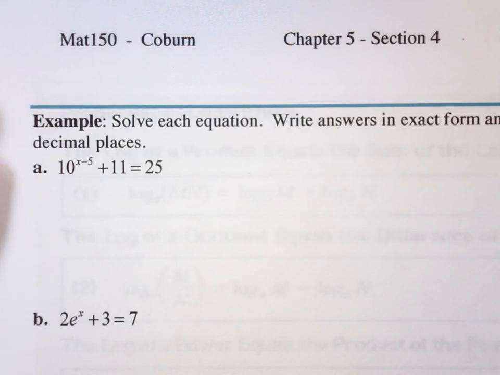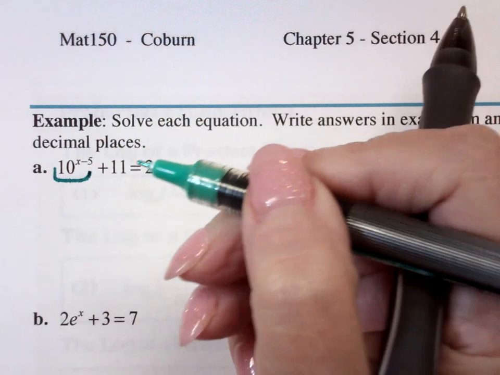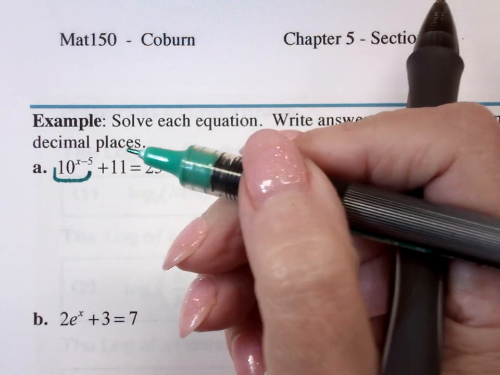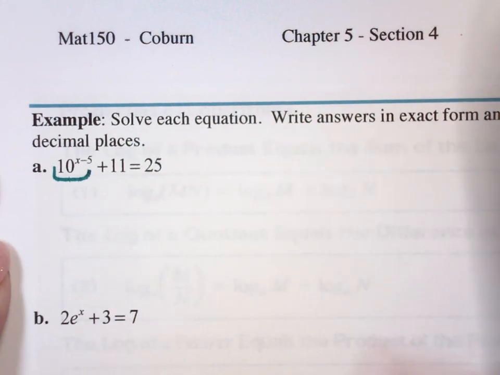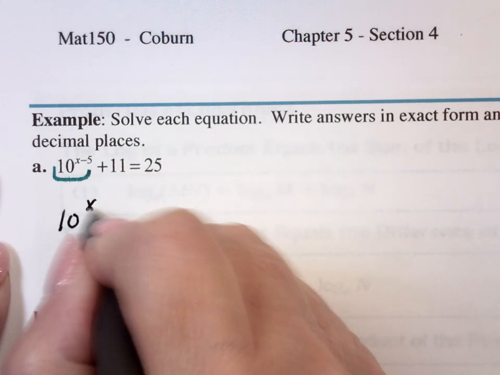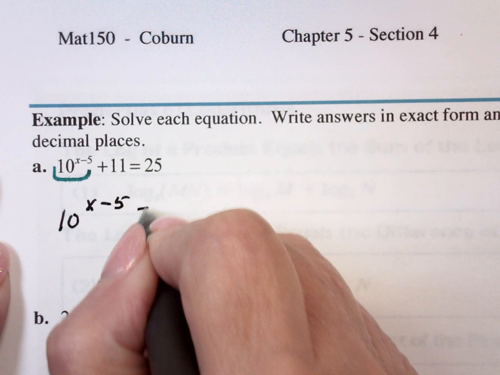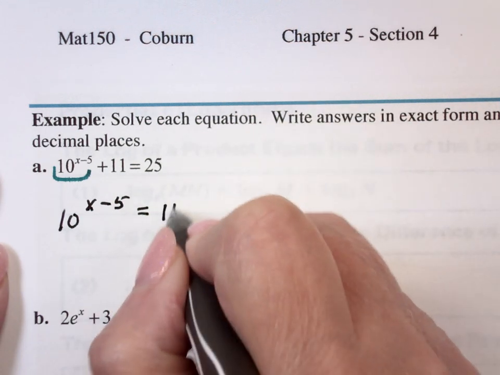The first thing that I'm going to have to do is isolate the term that's got the X in it. So anything with an X on one side, anything that doesn't have an X on the other, like you would normally do with solving any equation. So that means I subtract 11 from both sides. So 10 to the X minus 5 equals 25 minus 11, which is hopefully 14.